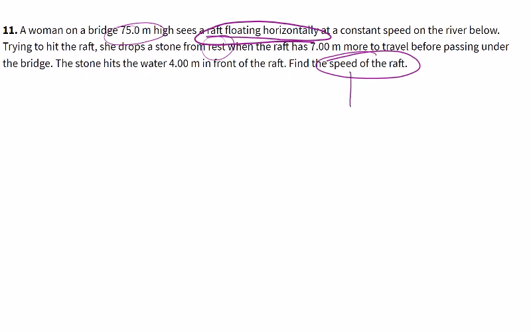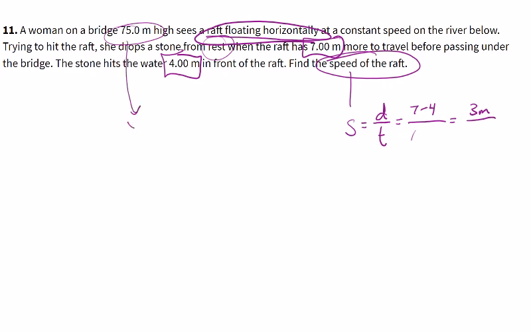If I think of speed as distance divided by time, the distance the raft has traveled is this: it was 7 meters from the bridge, and when the stone hits the water it is 4 meters from the bridge. So the distance is 7 minus 4, in other words, it has traveled 3 meters. So we've got that part. What we don't know is the time. That's where all this stuff is going to come in.